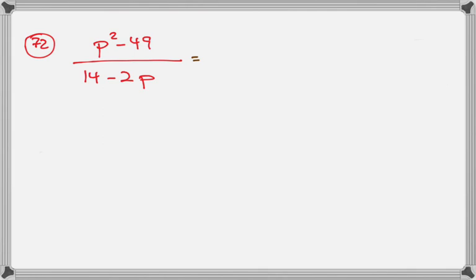P squared minus 49. Square root. The difference of squares, right? P minus 7, P plus 7.